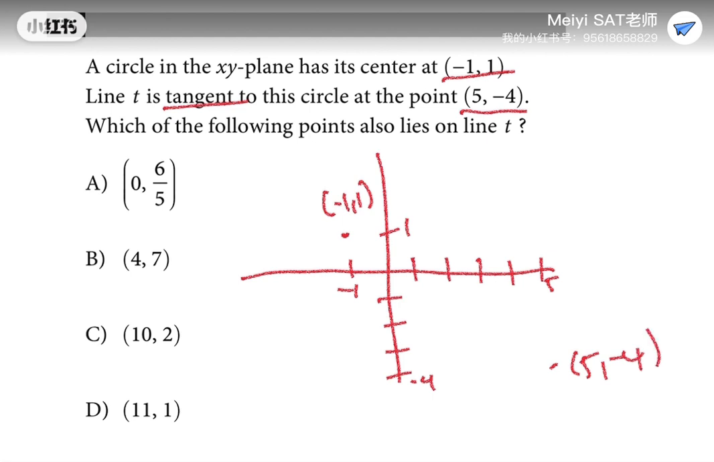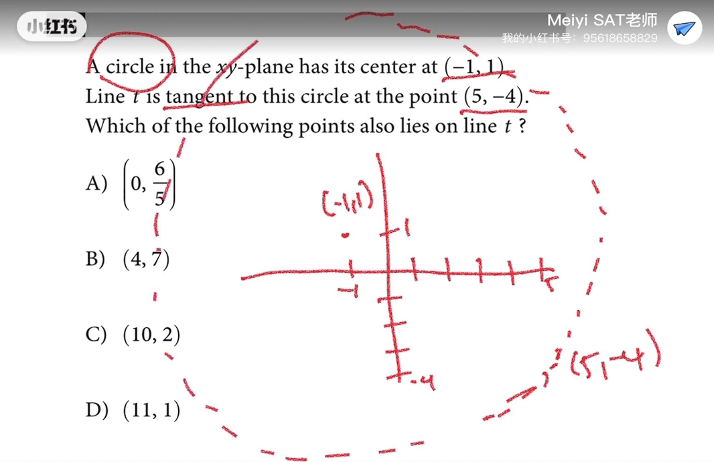And we know that we're dealing with a circle, so we're just going to draw a circle, something that looks like this. So this is basically the picture we have for this problem. And then we're also going to draw a line T. So there is a line T that just touches the circle at the point 5, negative 4. So this is basically the problem that we have at hand. Now we're asked which of the following points also lie on line T. So we're given several other points, and we want to know which of the points lie on line T.